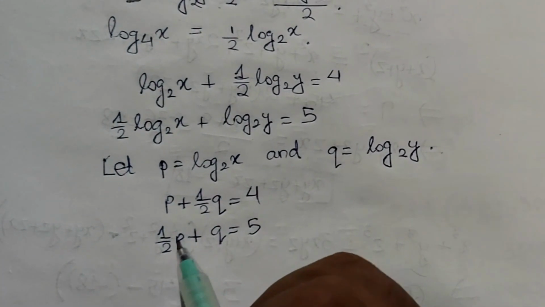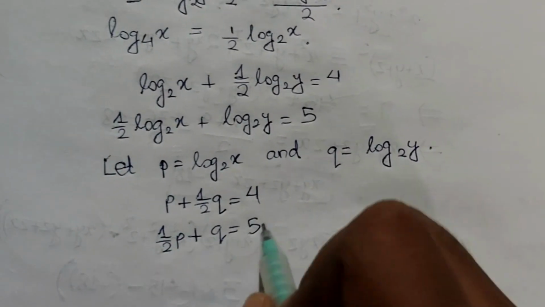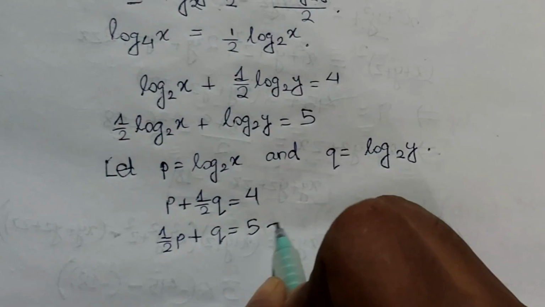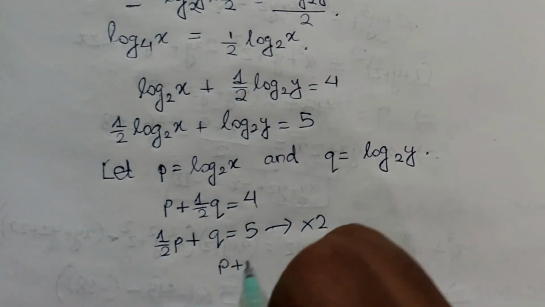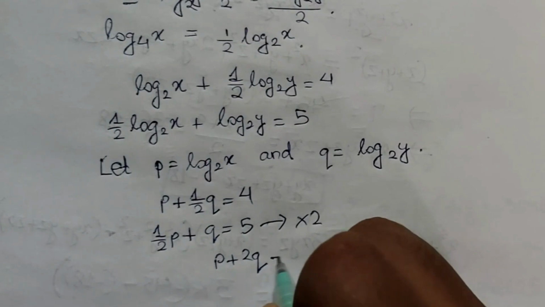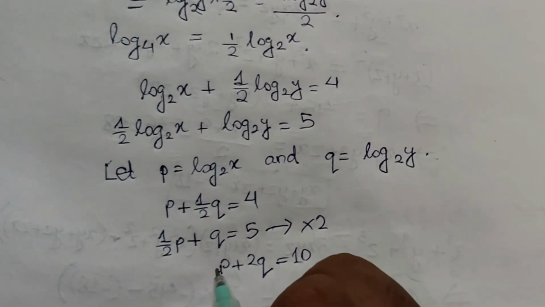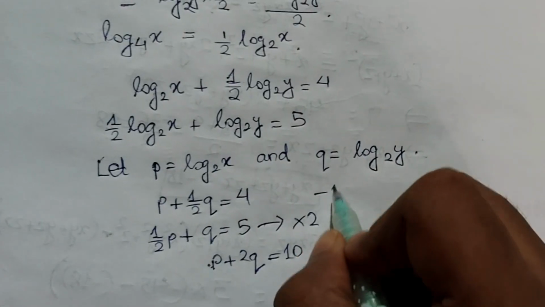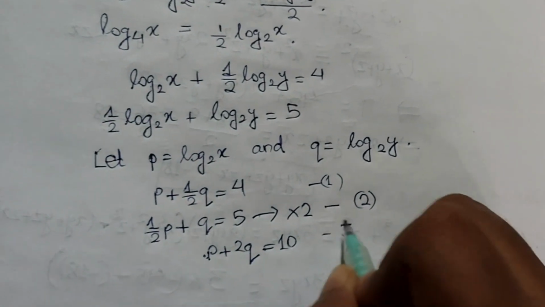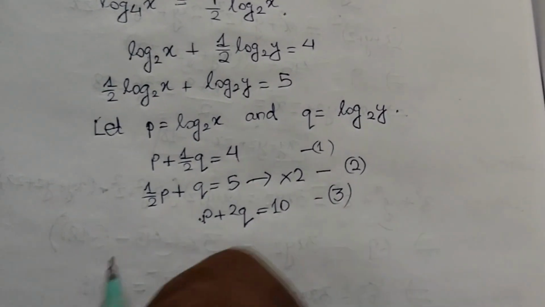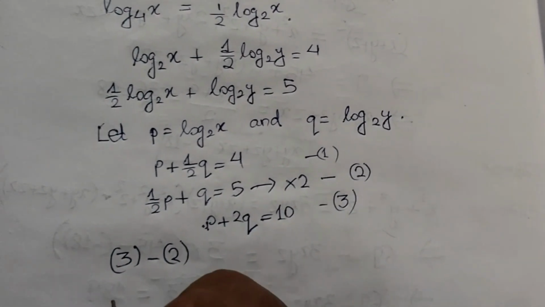We do it by converting it into like terms. So we multiply this equation by 2 and we get p plus 2q equals 10. And then we subtract this equation. Suppose this is equation 1, this is equation 2, this is equation 3. Now we do equation 3 minus 2.